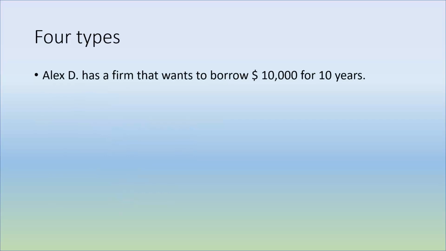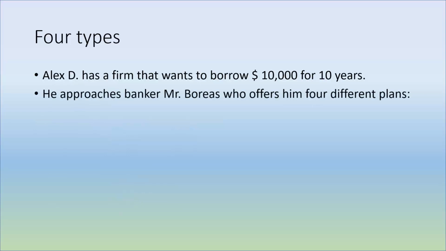So let's assume Alex D has a firm that wants to borrow $10,000 for 10 years. So the loan value is $10,000, and this cash flow would be positive for Alex D initially and negative by the end of the 10 years. He approaches banker Mr. Boris, who offers him 4 different plans. Now for Mr. Boris and his bank, the cash flow would be negative today, and then positive later on, unless he makes an additional loan to Mr. Alex. So the loan plans are as follows.